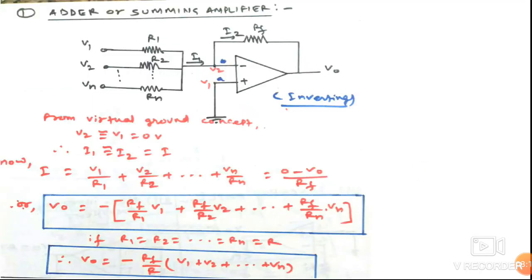And if, let's say, R1 equals R2 equals Rn equals some resistor R, we can write V0 is equal to minus Rf by R into (V1 plus V2 plus V3 plus so on and Vn). This was the adder circuit, in which the output is proportional to the algebraic addition of all the voltage sources applied at the input side of the operational amplifier.